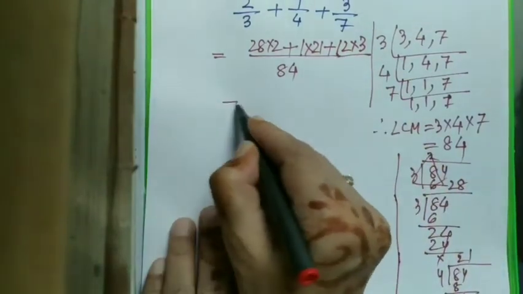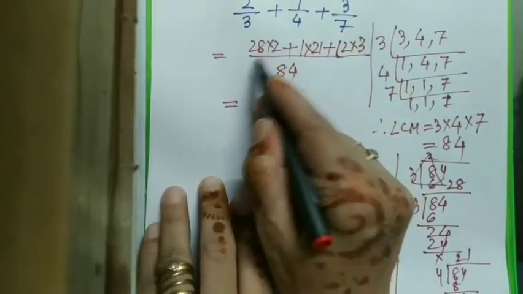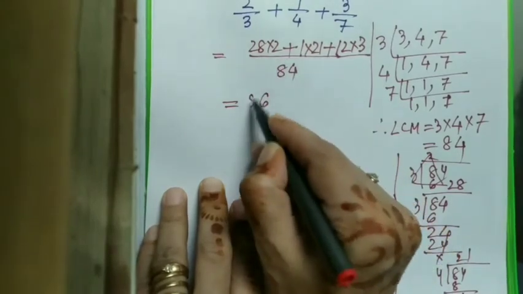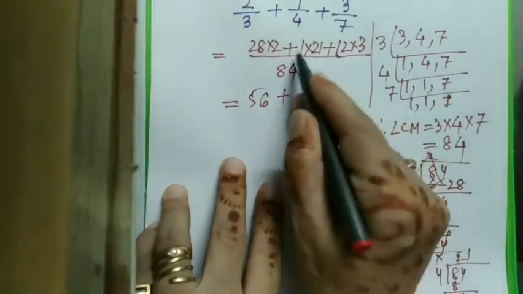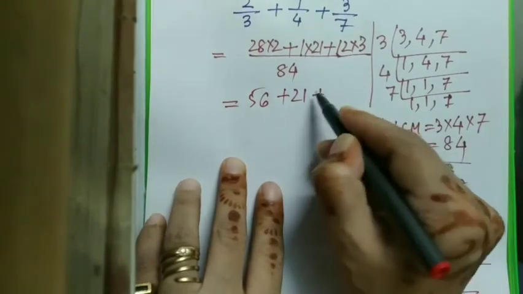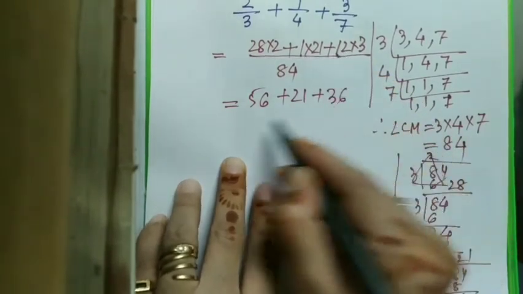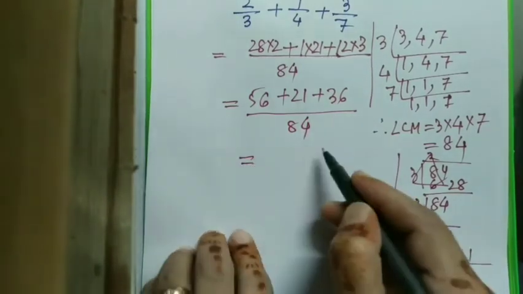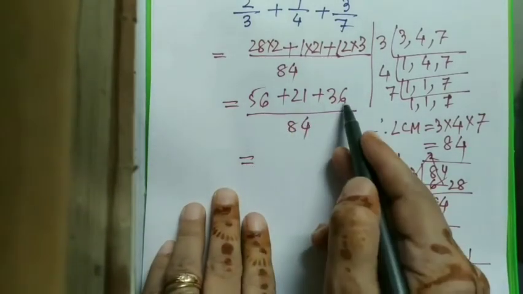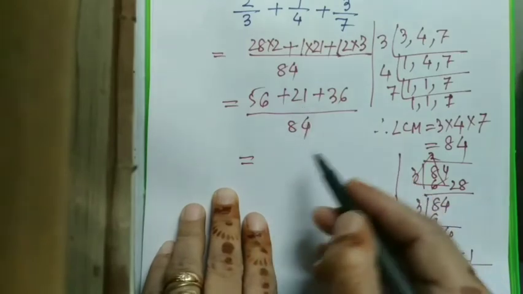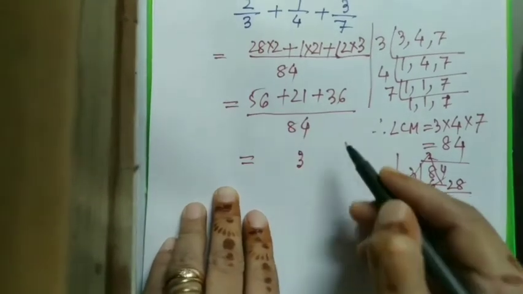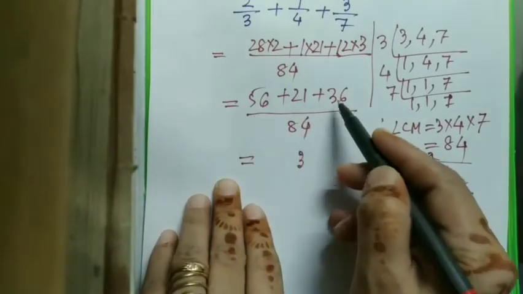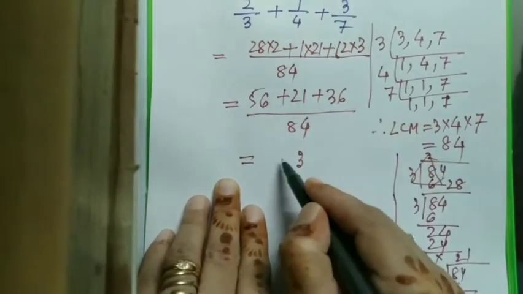Now we'll simplify it. 28 2s are 56 plus 21 1s are 21 plus 12 3s are 36 divided by 84. This is equal to 6 plus 6 is 12, plus 1 is 13, 3 remaining, 1 5 2 7 3 10 1.